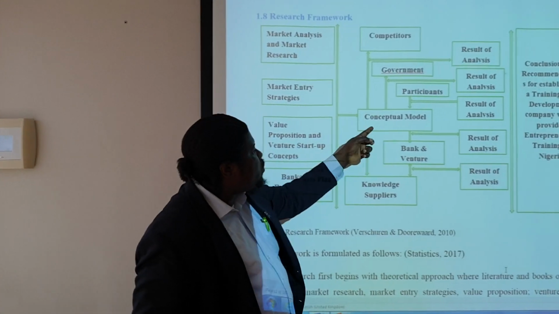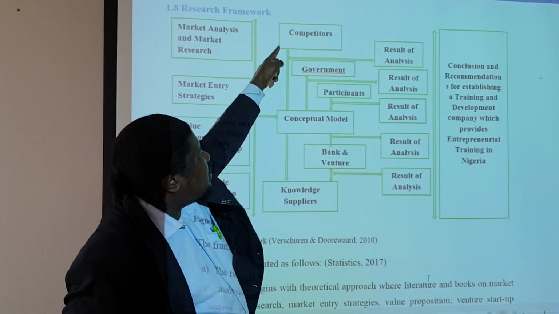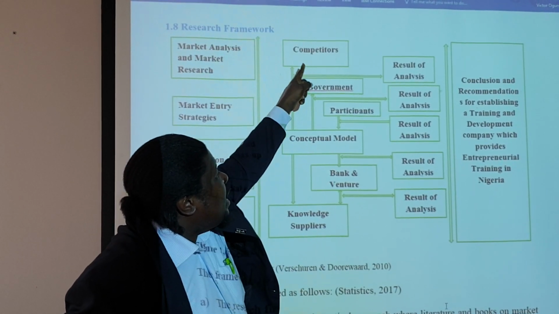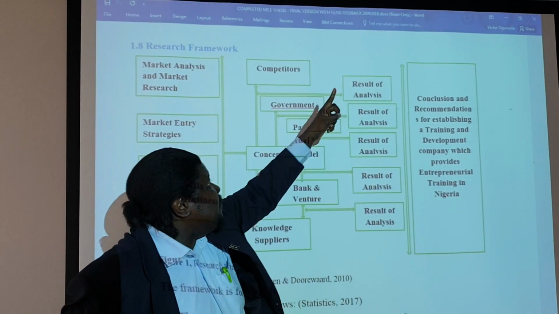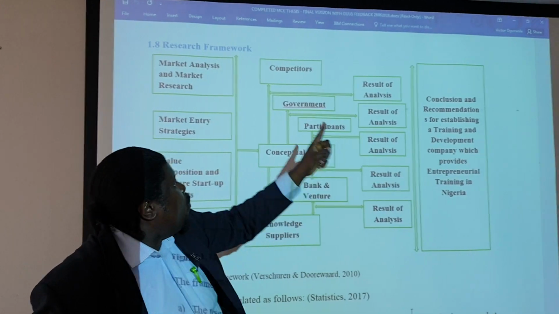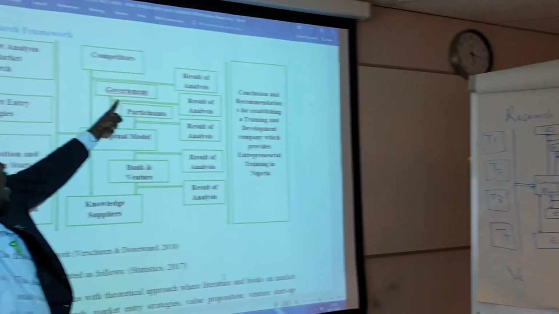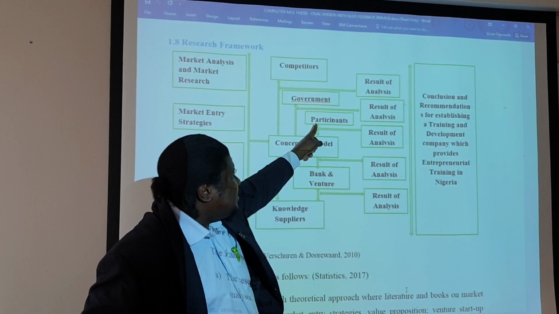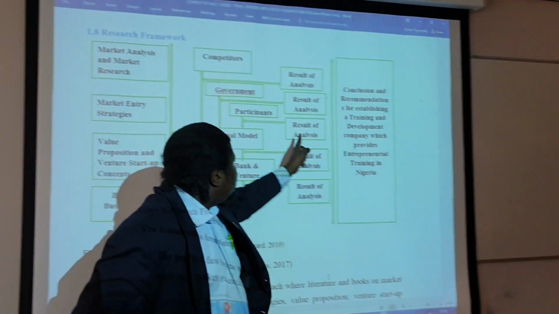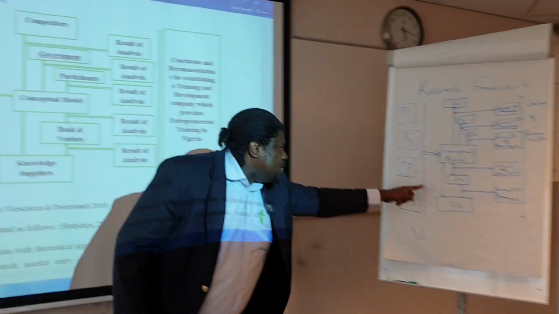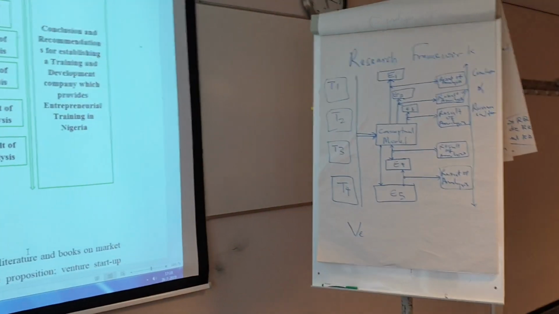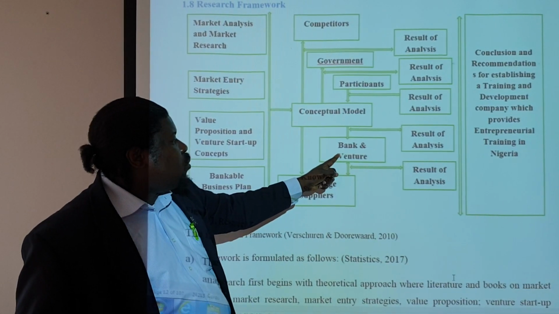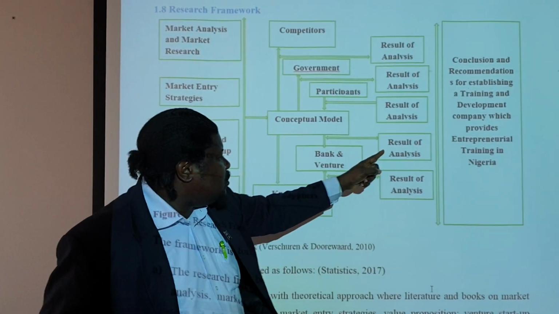Then the student goes to the conceptual framework and talks about the competitors, which means this student will interview competitors and have the results from the interview. For E2, the student will interview government and have a result of the analysis. The student will interview participants and have a result of the analysis. E4, can you see E4 there? The students will interview banks and ventures, okay, and have a result of the analysis.